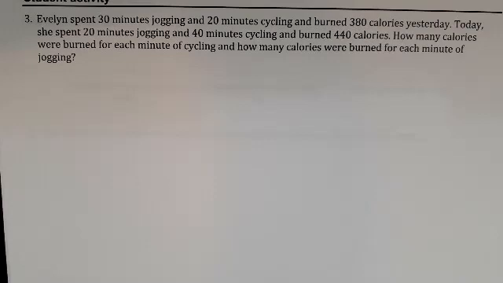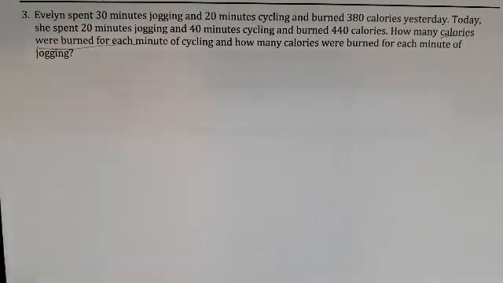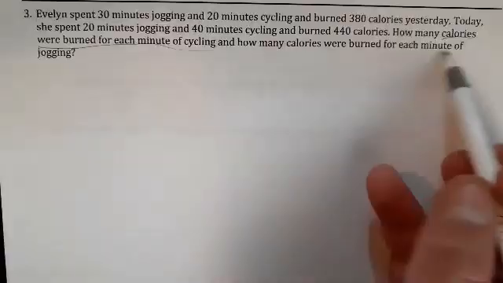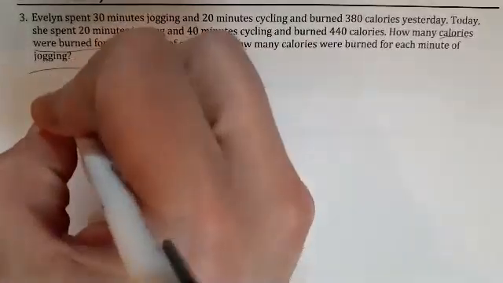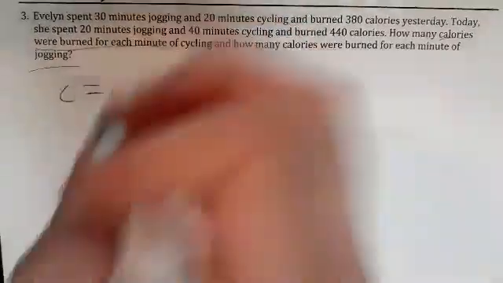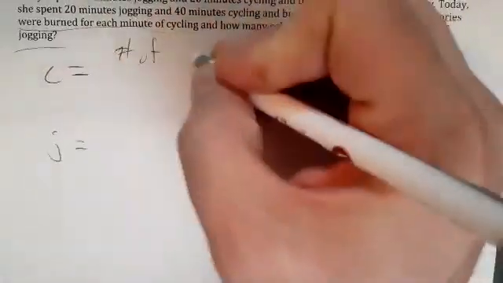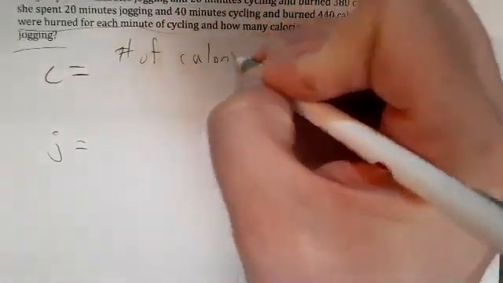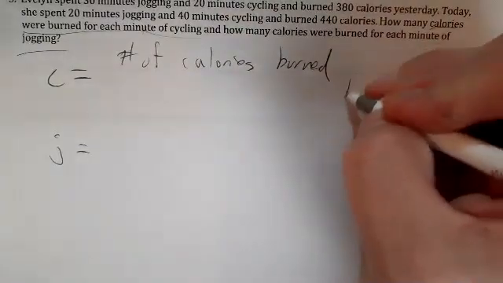Okay, so how many things do they want us to find? Let's say they want us to find calories burned from cycling, and then the other thing was calories burned from jogging. So it looks like we're cycling and jogging, and we want to know how many calories each one of those things burns. You can let your variables be anything, but I let my variables be C and J because they would be kind of descriptive, hopefully. So C is the number of calories burned, probably guessing. I should say per minute.